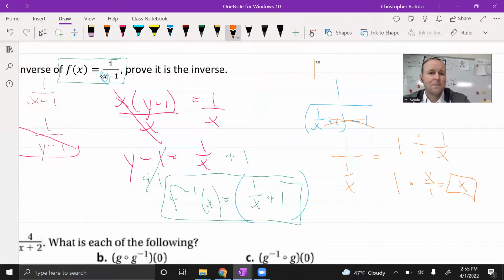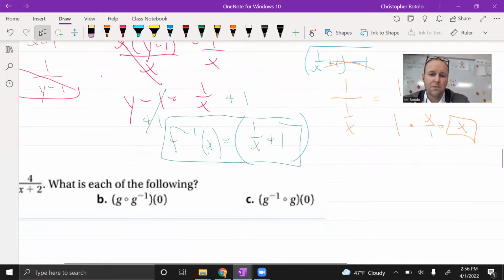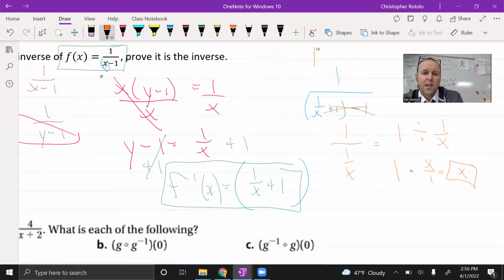Sad face, right? No, that's good. It's good. All right, let's pick a color. So many colors on here. All right, let's go with the very vibrant orange. So that means this time I'm going to take 1 over x minus 1 and plug it in right here: 1 over x minus 1, and then plus 1 after it.